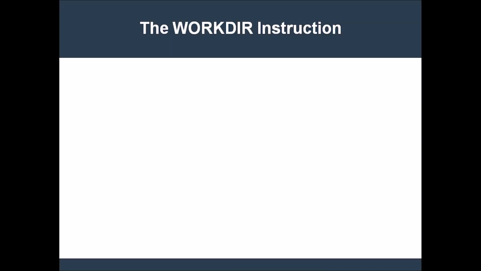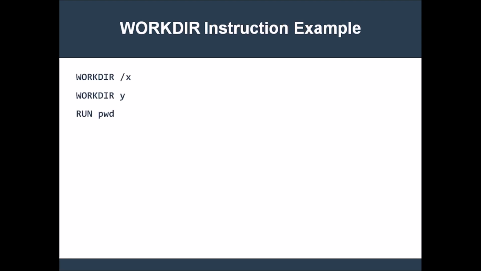Sometimes you need to set the current working directory. The WORKDIR instruction sets the working directory for the following instructions: run, command, entry point, copy, add, and WORKDIR. It's analogous to cding to a directory in Linux before executing some additional commands. Here's an example. The result is x/y.